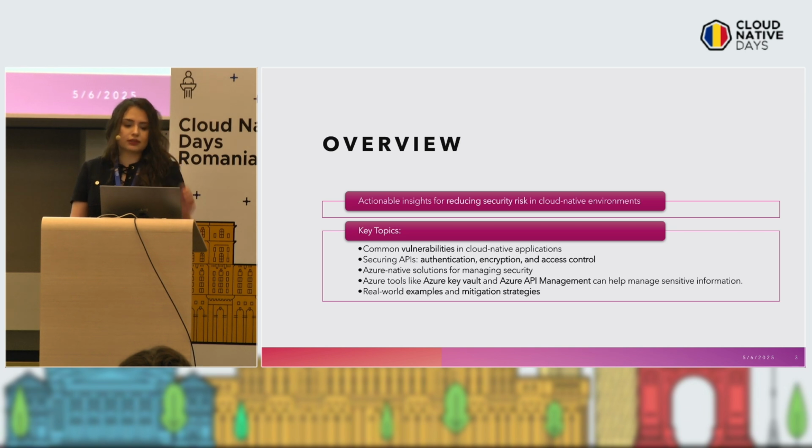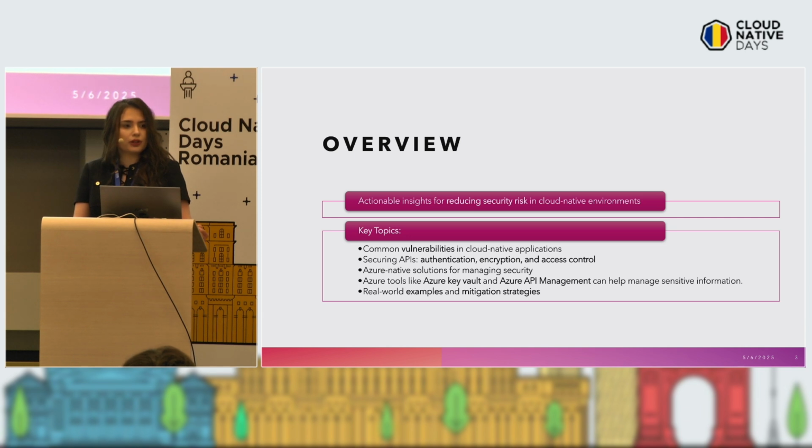Authentication. We'll discuss authentication, encryption, and access control. Then I'll cover some of the Azure-native tools like Azure Key Vault and APIM. Then I'll provide some real-world examples and the mitigation strategies using Threat Modeler.